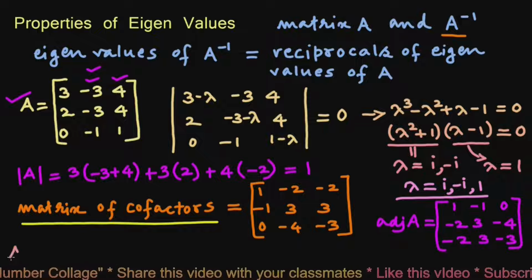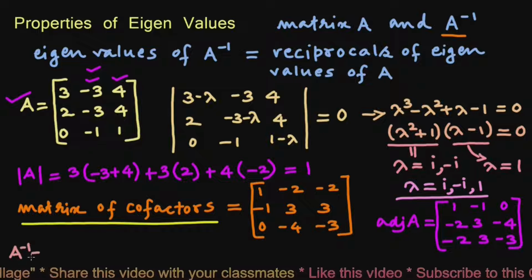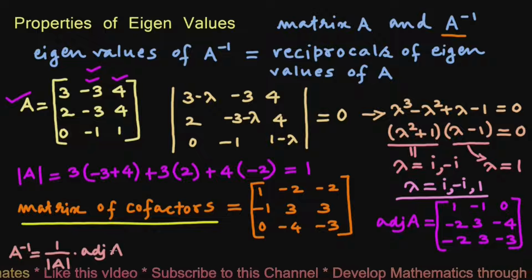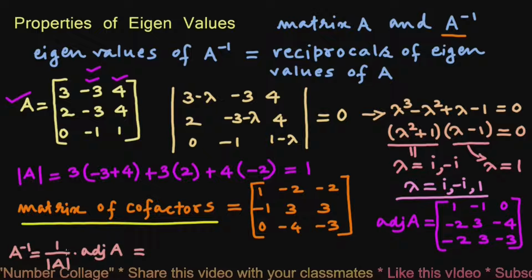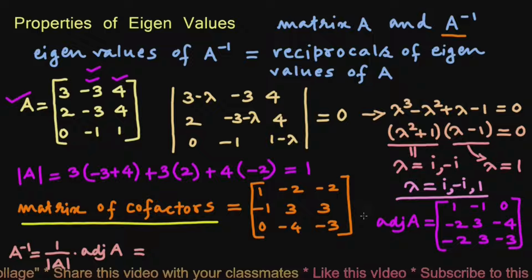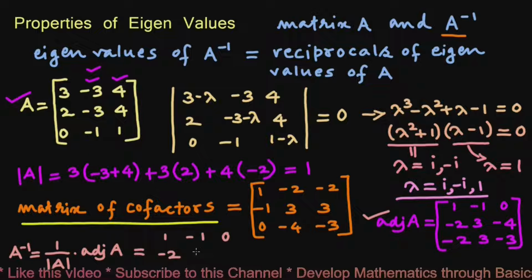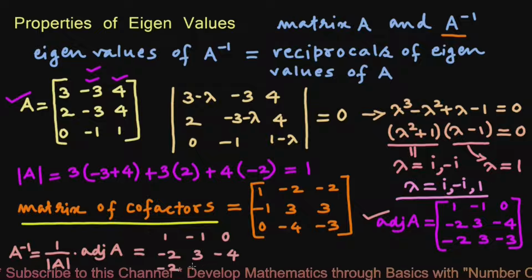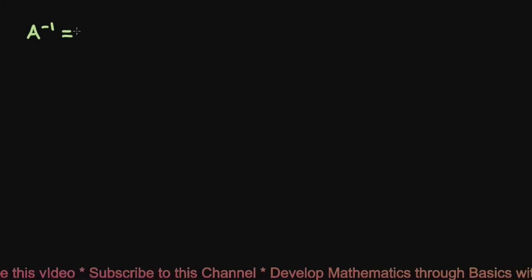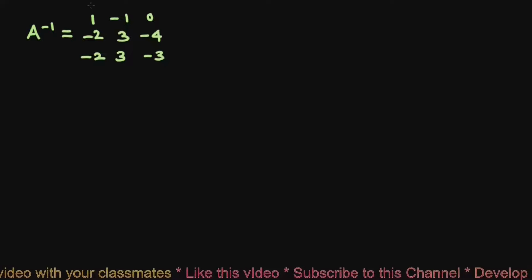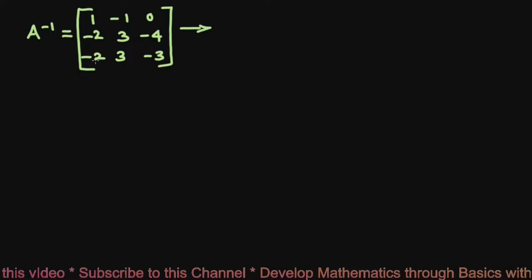We will find A inverse by using the formula 1 upon determinant of A into adjoint of matrix A. That will be 1 upon 1, that is 1, into adjoint of A, which will be adjoint of A itself. So A inverse will be 1, minus 1, 0; minus 2, 3, minus 4; minus 2, 3, minus 3. Now we will find out the eigenvalues of A inverse.